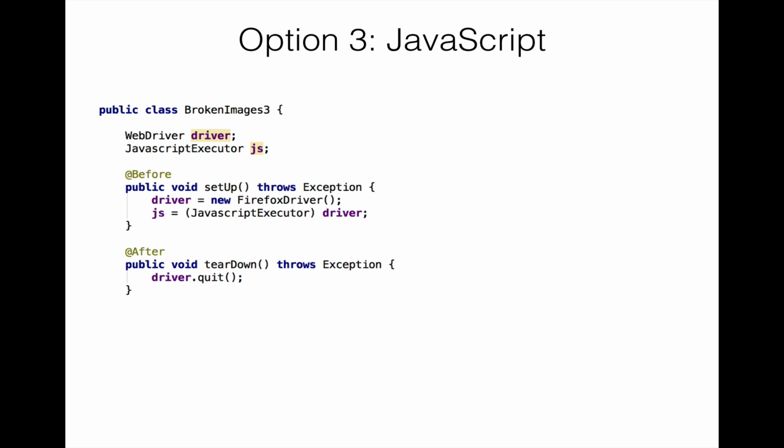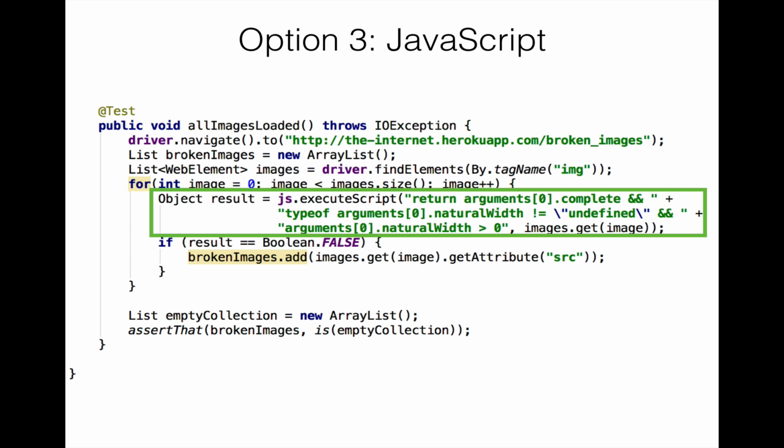And then for JavaScript, the setup has one additional step where we're casting JavaScript executor onto the driver and storing that. So this enables us to launch JavaScript commands in the browser. And so then we use that here. Very similar setup and assertion for everything else. The main difference is we're executing JavaScript on each image, and we're making sure that we can call complete on it as if it were completely loaded, making sure that the natural width is not set to undefined, and making sure that it's greater than 0. So we're basically checking the size of the image and making sure it was completely loaded.